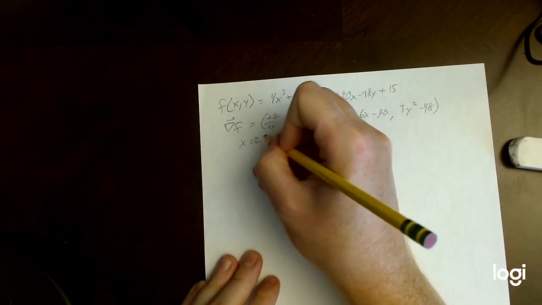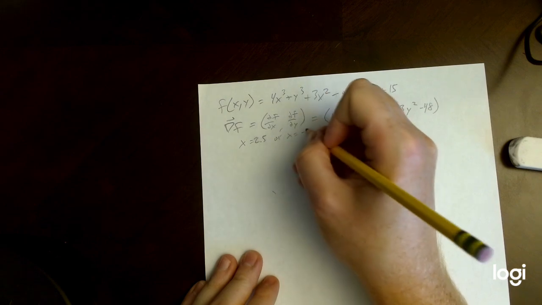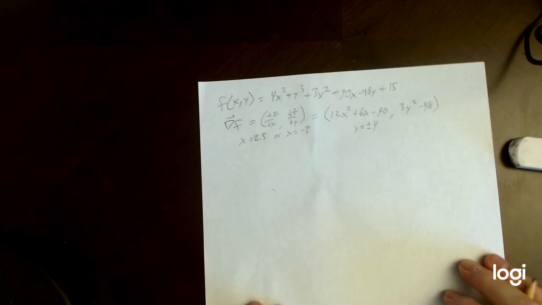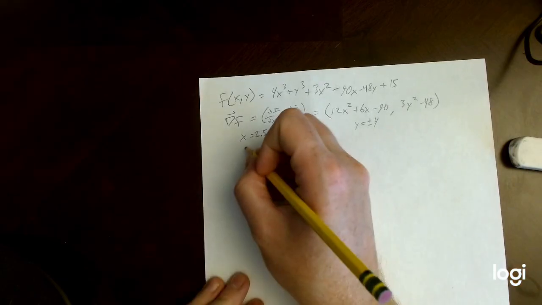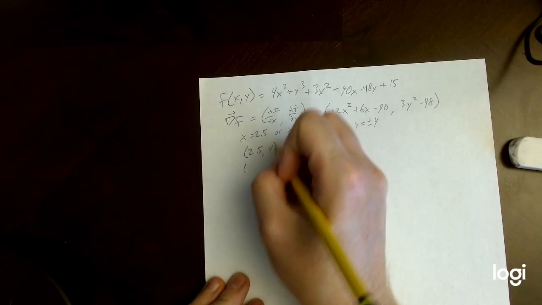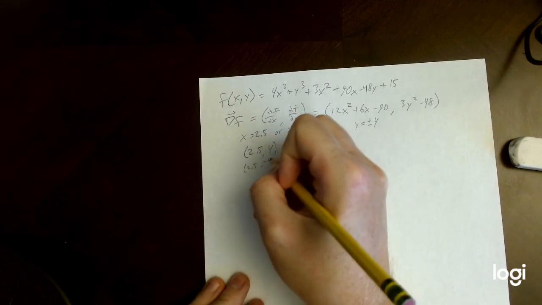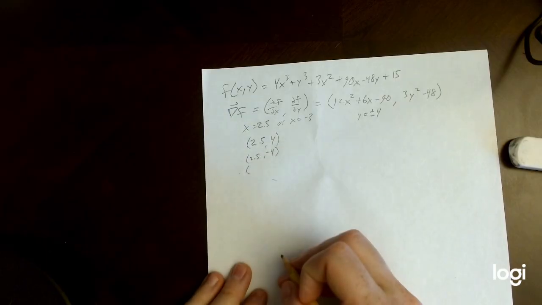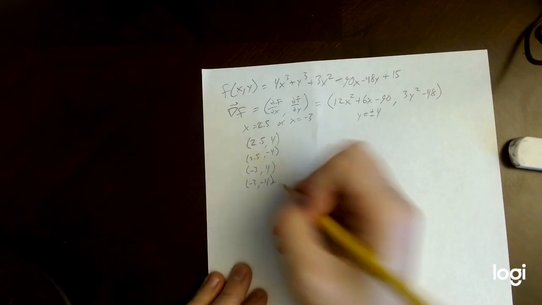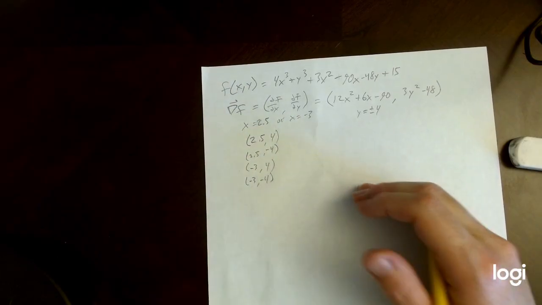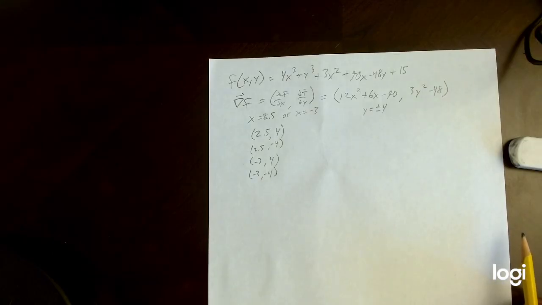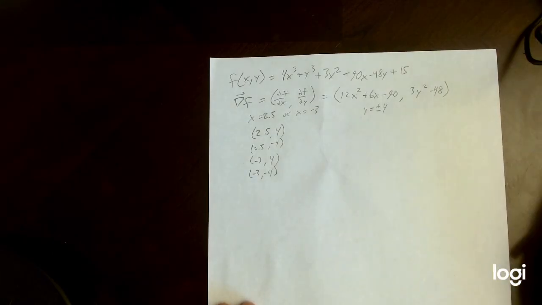2.5, or x equals minus 3, and then we had y equals plus or minus 4 as the other roots, which gave us 4 possible locations that we need to check. 2.5, 4, 2.5, minus 4, we had minus 3, 4, and minus 3, minus 4 as our locations where these derivatives are simultaneously 0. So the gradient is 0 at these 4 locations.